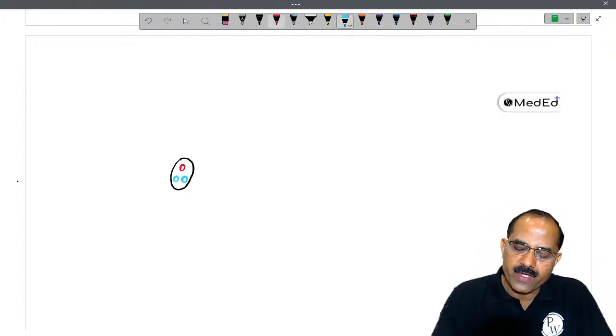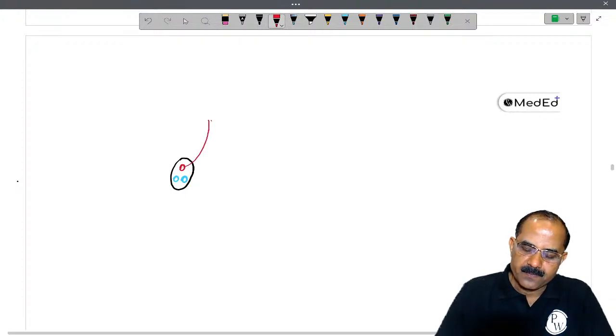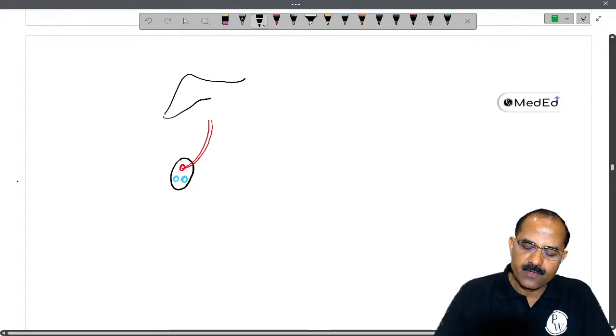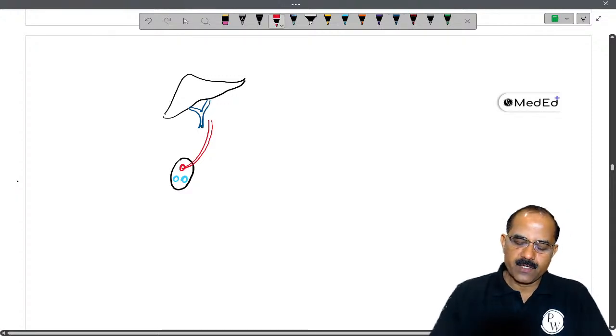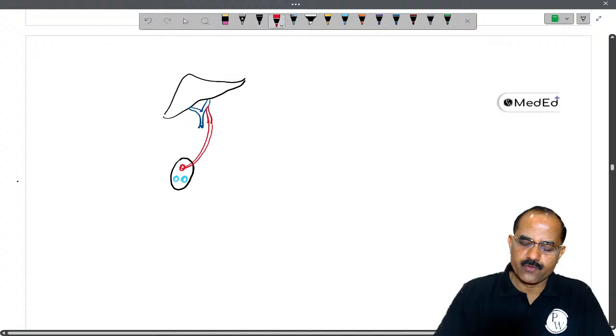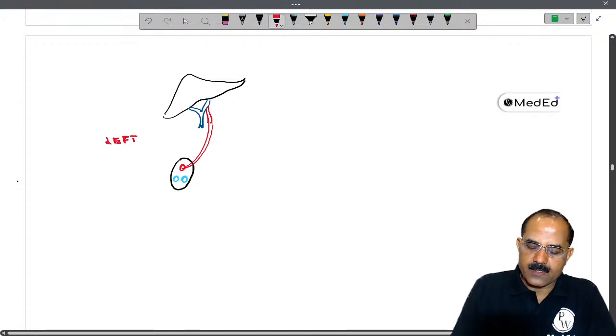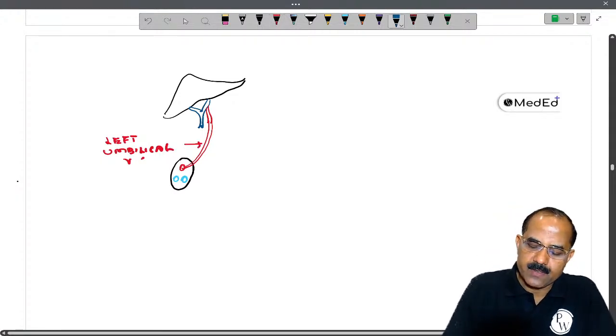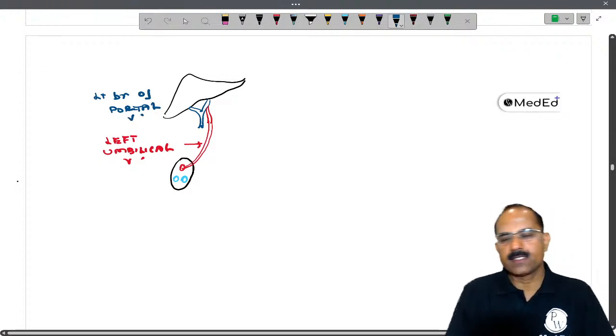Now this left umbilical vein goes and joins with what? Have a look at this. This left umbilical vein goes and joins with, who's this? That's the liver. And there's a big vein in the liver. What's this vein in the liver? That's the portal vein. So the left umbilical vein goes and joins with the left branch of portal vein. Okay, that's the left umbilical vein. It joins with the left branch of portal vein. Okay, don't write anything. That's the left branch of portal vein.